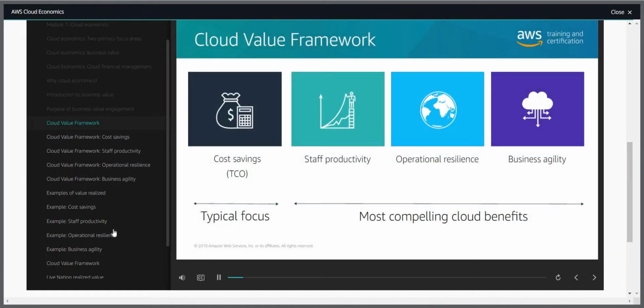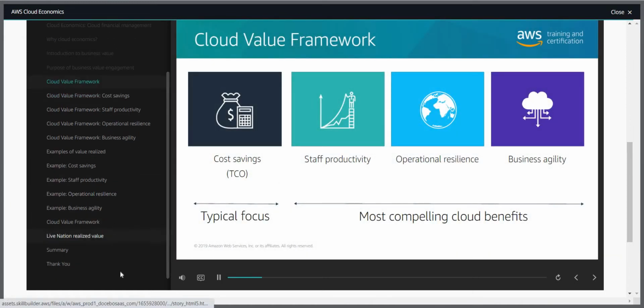The Cloud Value Framework is composed of 4 pillars: cost savings, staff productivity, operational resilience, and business agility. Typically, customers focus on cost savings as a primary driver for cloud migration. While cost is important, the 3 other pillars of the framework should also be emphasized in your business value customer conversations. For successful conversations, you need a good foundation in all 4 pillars.